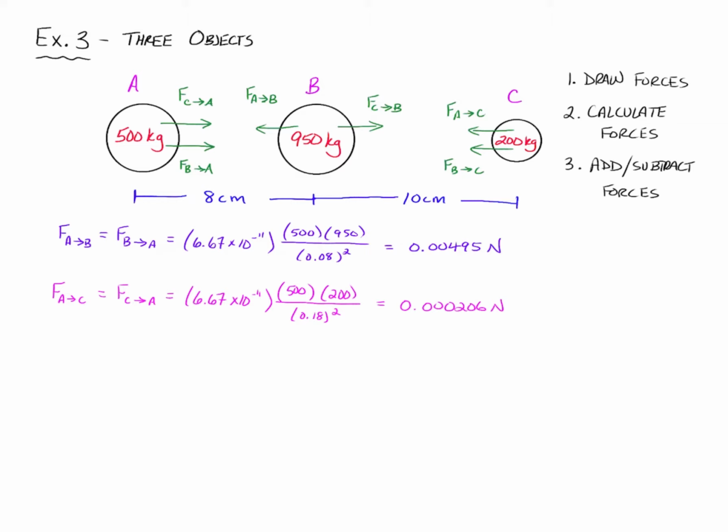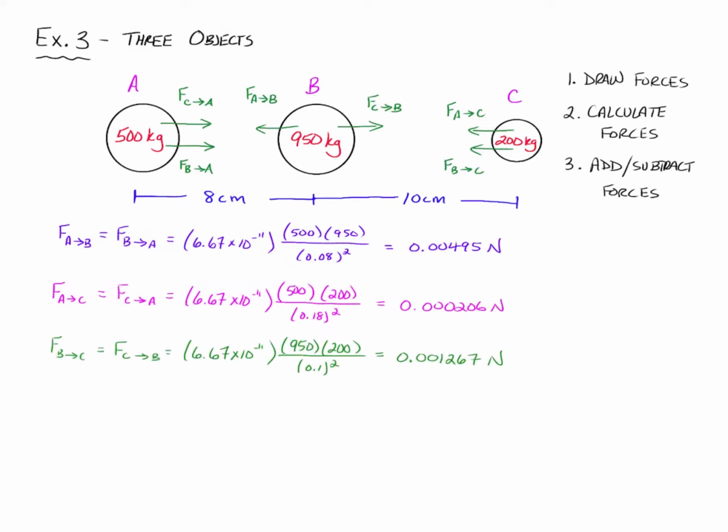And the total distance between A and C is 18 centimeters, which is 0.18 meters. Square that, plug that into my calculator, I get 0.000206. Well, why is it lower? Well, B had more mass and was closer. When you have more mass closer to you, there will be a larger gravitational force. C has a lower mass, it's further away. Both of those things lead to the gravitational force being less.